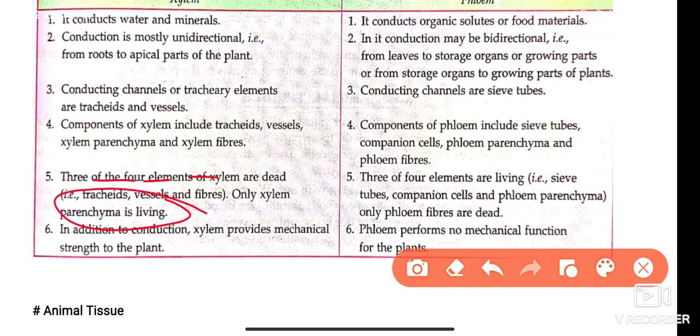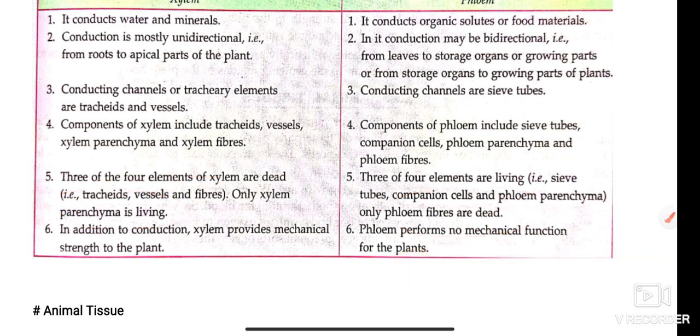Three of the four elements of the phloem are living. Sieve tubes, companion cells, and phloem parenchyma are living, and only phloem fiber is dead.